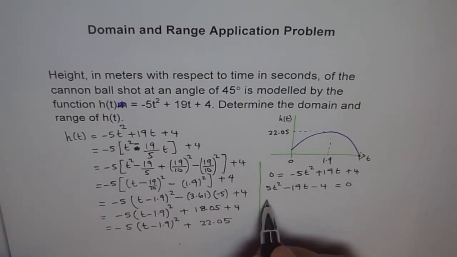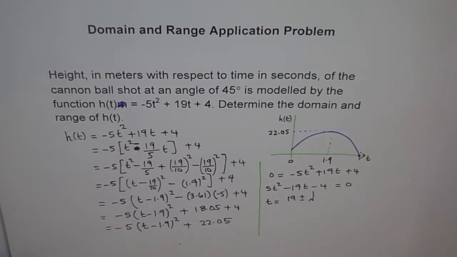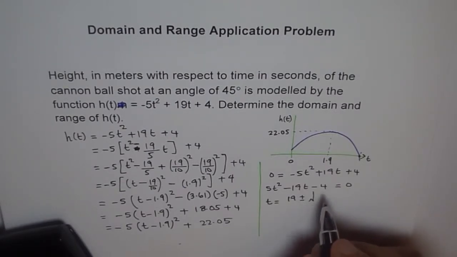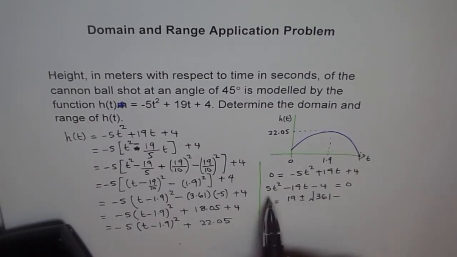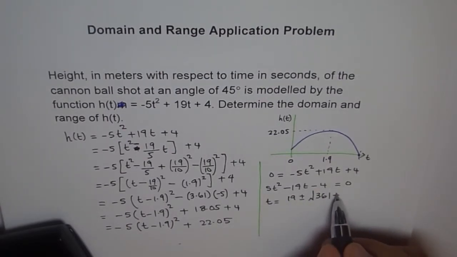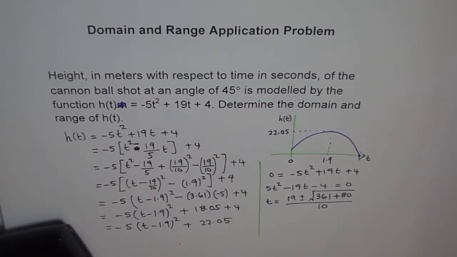Now using the quadratic formula, I get t equals minus b, minus of 19 is 19, plus or minus the square root of 19 squared minus 4 times a times c. 19 squared gives me 361. Minus 4 times 5 times minus 4: 4 times 5 is 20, 20 times 4 is 80, but minus minus becomes plus, so we get 80. All over 2 times a, which is 2 times 5, which is 10, okay?